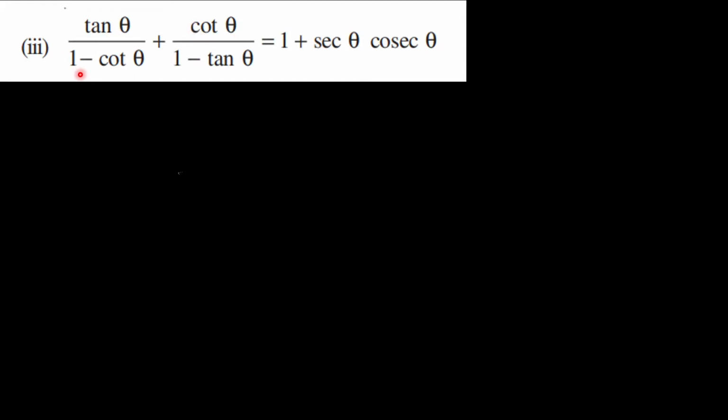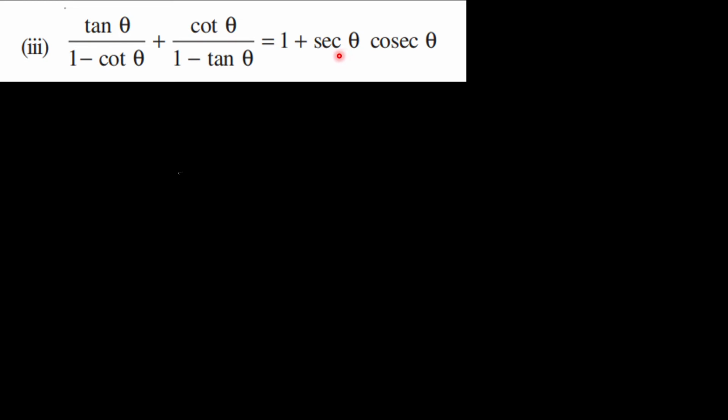See here, in this question we have to prove tan theta by 1 minus cot theta plus cot theta by 1 minus tan theta is equal to 1 plus secant into cosecant. See, we are given tan and cot in the question, and we have to get the answer in the format of secant and cosecant. Okay, now we know that secant and cosecant are nothing but reciprocals of sine and cos.